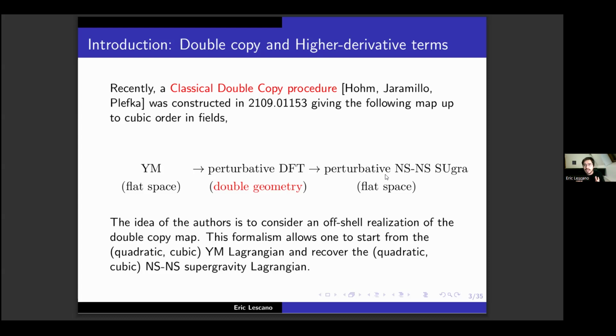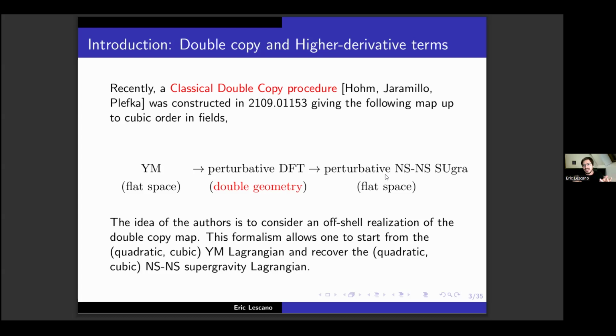The main idea here is to start with Yang-Mills in flat space at quadratic and cubic order, and following a particular procedure, we are going to obtain the perturbative Lagrangian of NSNS supergravity. Same result as ordinary double copy, but in an off-shell realization. This is a very powerful result from the people of Humboldt, and particularly in this talk, I will try to extend.